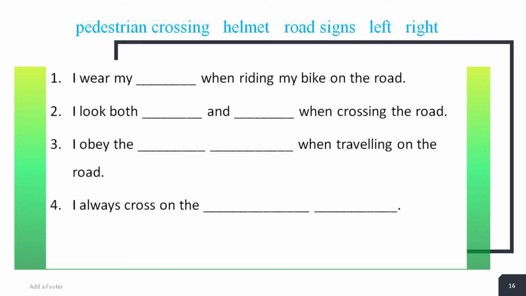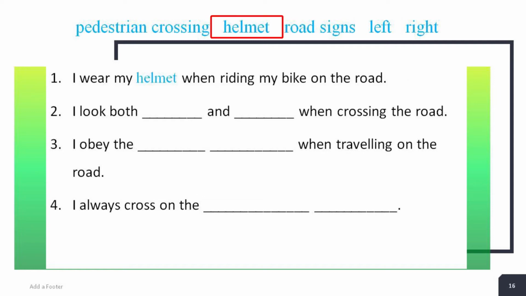Wonderful, boys and girls. I heard those rules. Now I want you to help me complete these sentences. Here are a few words for you to use to complete the sentences. Pedestrian crossing, helmet, road signs, left and right. Now let's look at the sentences. I wear my dash when riding my bike on the road. Which of those words would you use to complete the sentence? Helmet. Very good, boys and girls.